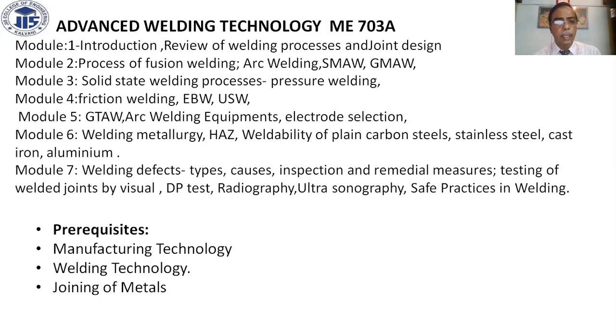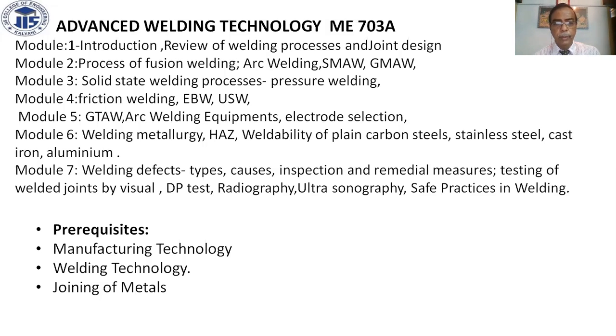Module 5, gas tungsten arc welding, plasma arc welding, arc welding equipments, electrode selections. Module 6, welding metallurgy: weldability of plain carbon steels, stainless steels, cast iron, aluminum. Module 7, welding defects, types, causes, inspection, remedial measures, testing of welded joints by visual, vibration test, radiography, ultrasonography test, safe practices in welding.